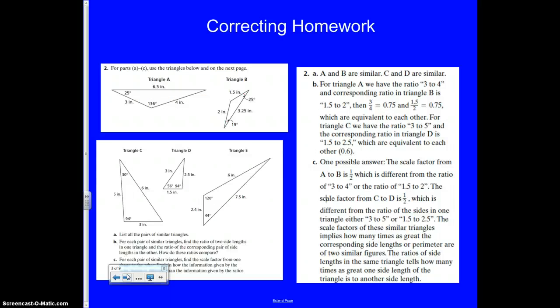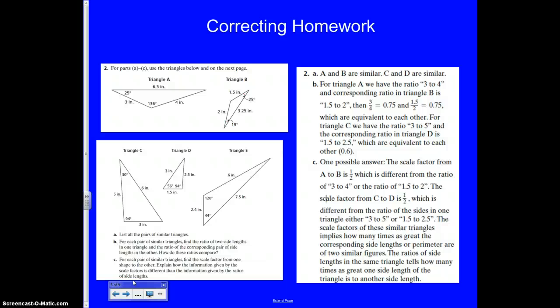Your homework was problem 2. Starting with problem 2, list all the pairs of similar triangles. A and B are similar, C and D are similar. For each pair, find the ratios. For A, the ratio is 3 to 4, so 0.75, and same for B. And for C, we had 3 to 5, and D was 1.5 to 2.5, and those are both equal to 0.6.